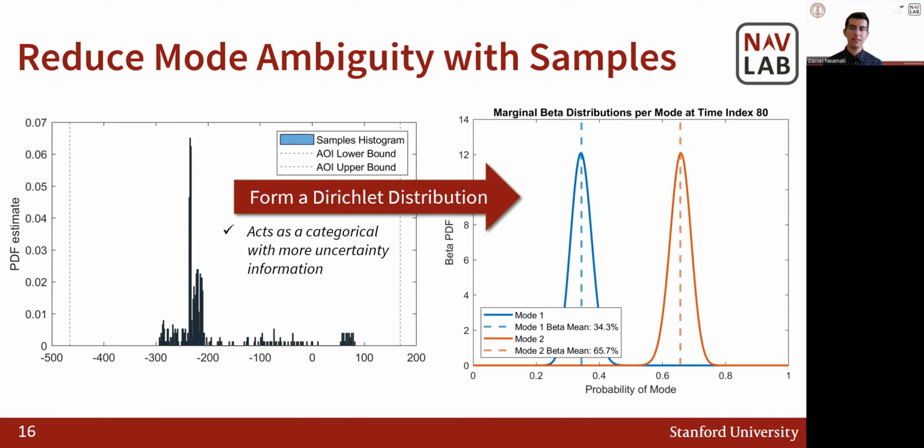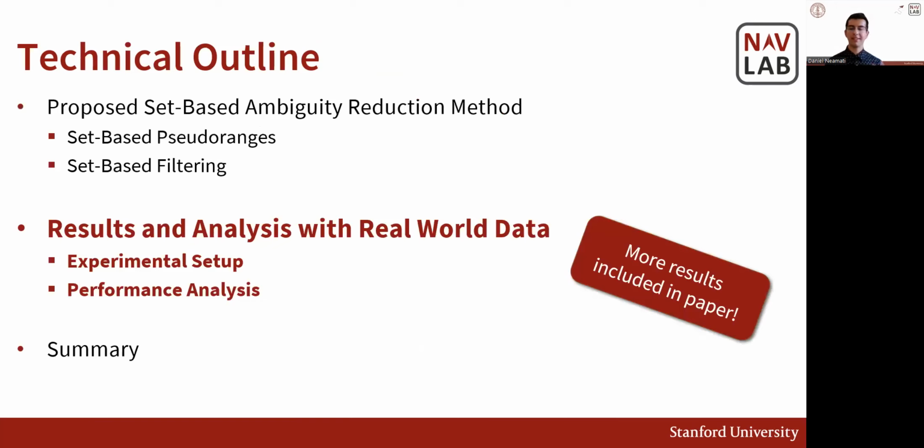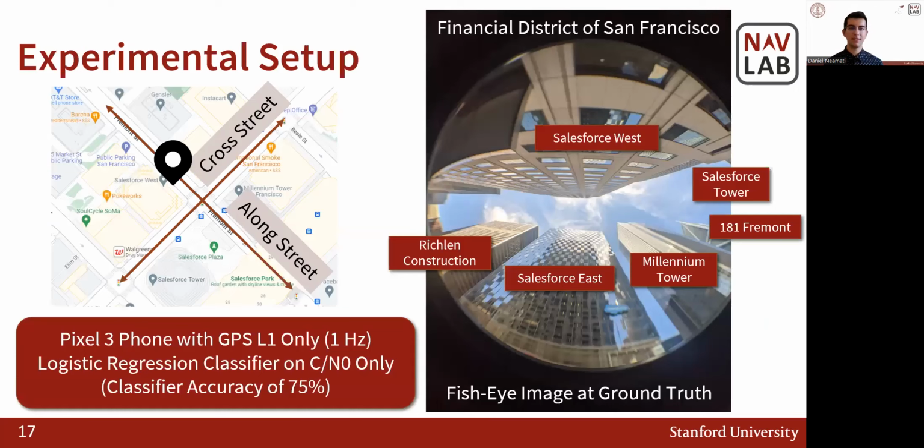And because it's a beta distribution, we're able to capture the uncertainty in the samples in this distribution. So now that we've seen how we combine this two-step approach, the set-based pseudoranges and the set-based filter, let's see how it performs on real-world data. And we really urge that you look at the paper for more complete results than what we have so far in this presentation.